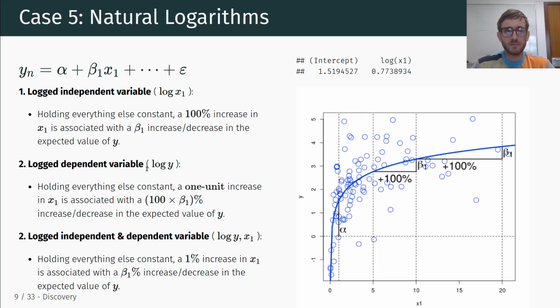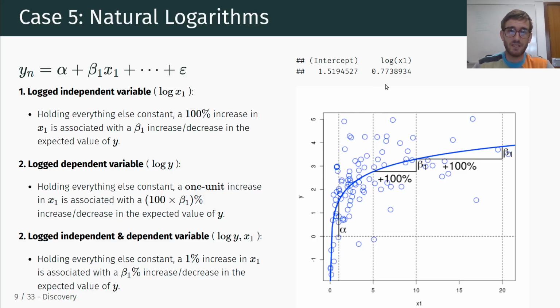All right, when we have a log dependent variable, this changes a little bit. So this was just the graph for a logged independent variable and a dependent variable on the regular scale. With the logged dependent variable, we interpret this as follows: holding everything else constant, a 1 unit increase in x1 is associated with a 100 times beta 1 percent increase or decrease in the expected value of y.